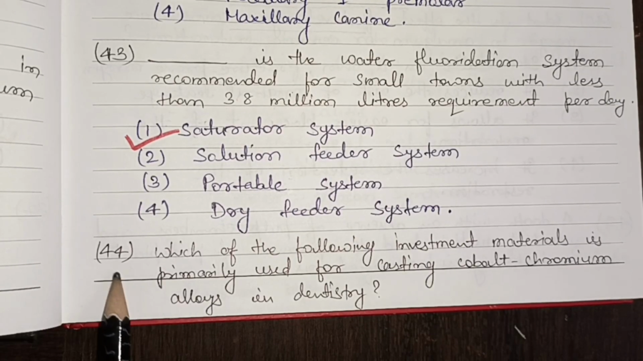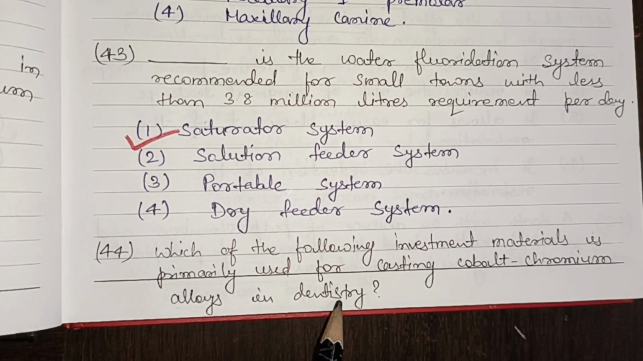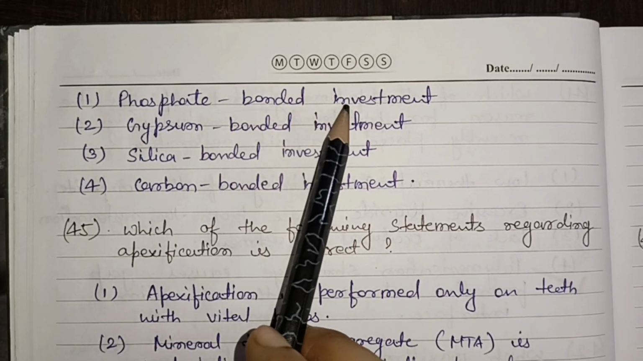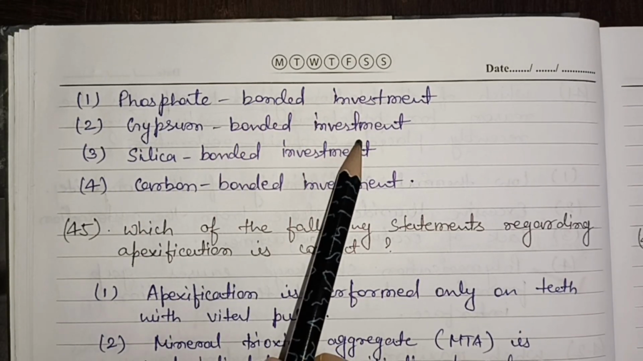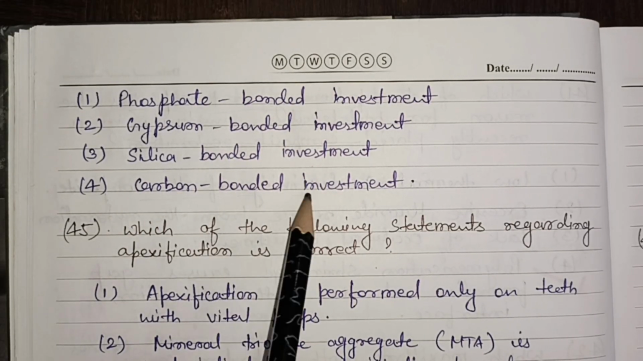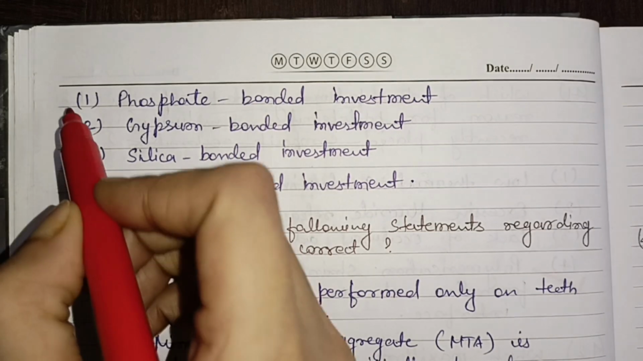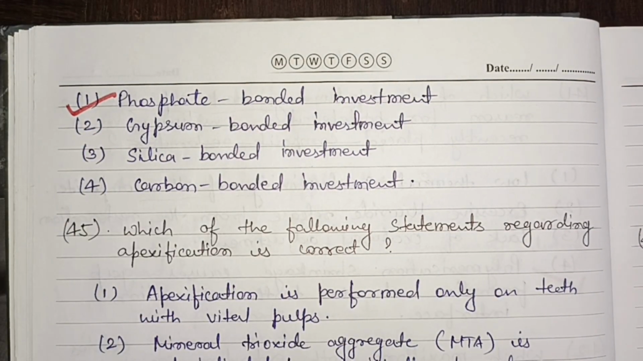Question 44 is, which of the following investment materials is primarily used for casting cobalt chromium alloy in dentistry? Options are phosphate bonded investment, gypsum bonded investment, silica bonded investment, carbon bonded investment. And the answer is first, phosphate bonded investment.